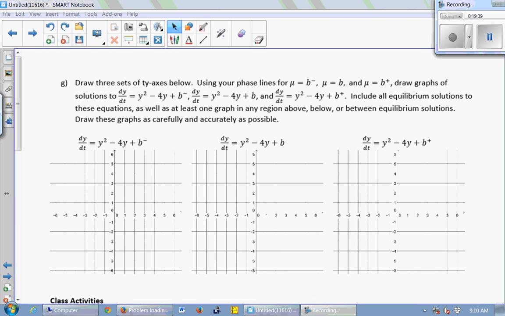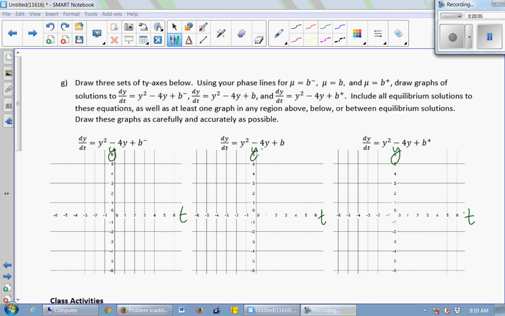Okay, so now I'm going to draw three different sets of qualitative solutions. A phase line is a way of putting all the information about a solution in one compact picture. But I'm actually going to draw solutions now to each of these differential equations, and these are just t, y axes, the independent variable and the dependent variable. So I'm using b minus, that was 3, b is 4, and b plus is 5.